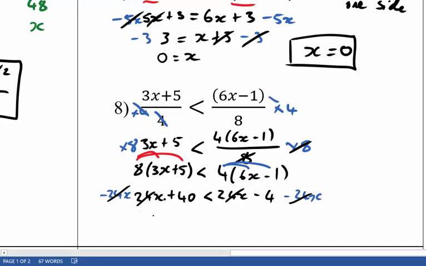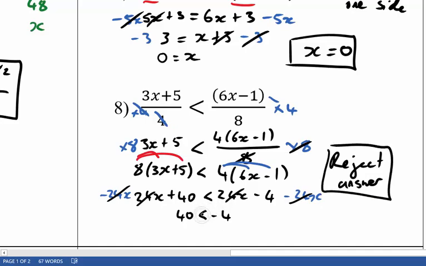I'm left with 40 is less than negative 4, which makes no sense. So I would just write over here, reject answer. Okay, because, and that's my answer essentially, because this here makes no sense. 40 is not less than negative 4. And so, even though we've done it all right, x is not equal to anything. And every now and then they will throw ones like that at you.